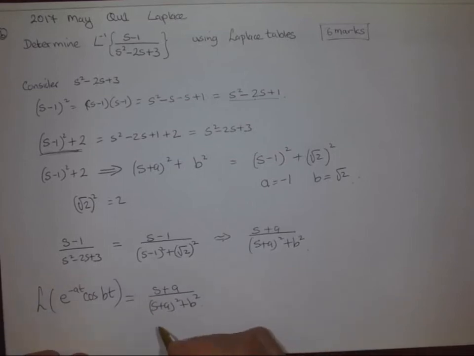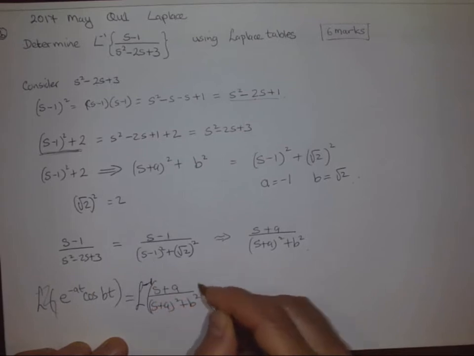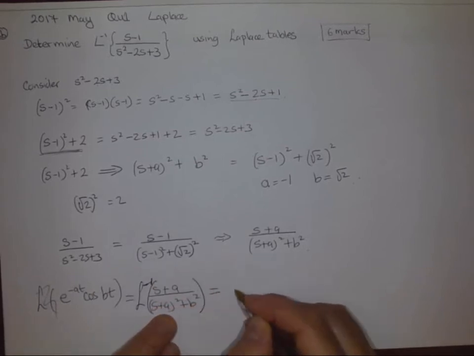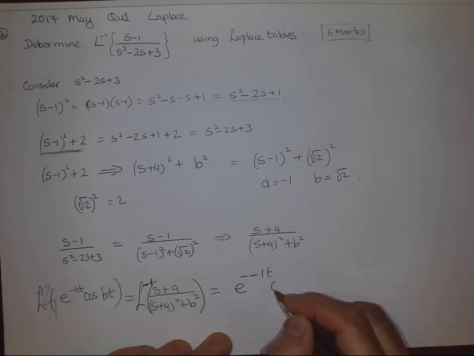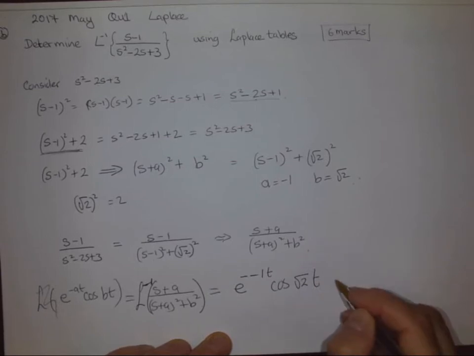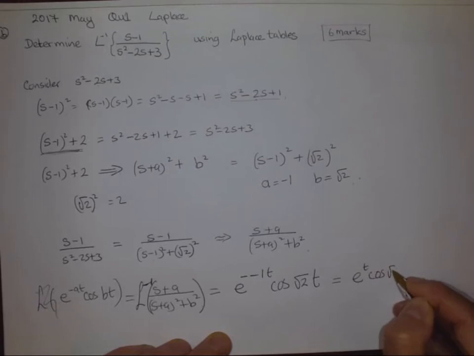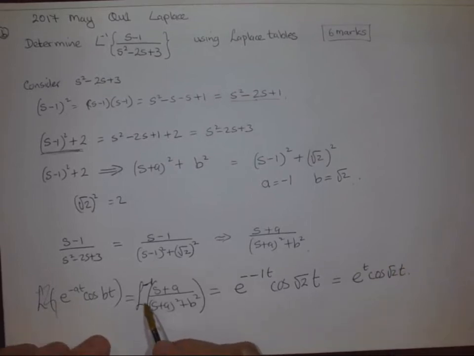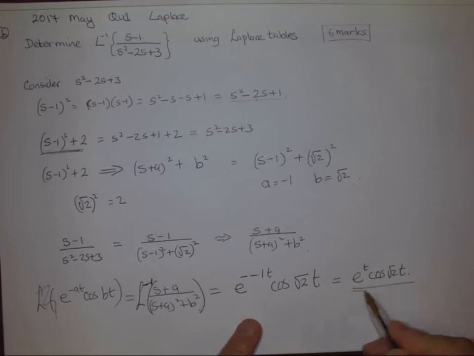But we're doing the inverse Laplace transform. So if we do the inverse Laplace transform on this, we will get e to the minus 1t times cosine the square root of 2, which is the b, times t. And we can tidy that up as e to the t cosine root 2t. So we were asked for the inverse Laplace transform of this, which from the tables is going from the right side to the left side, and that gives us this, and that's the answer.